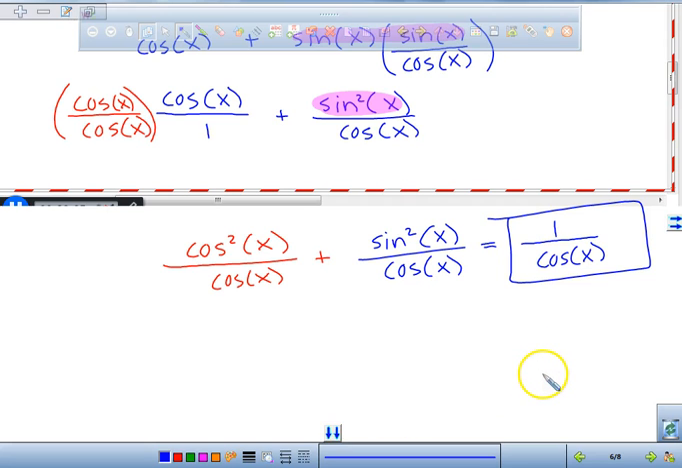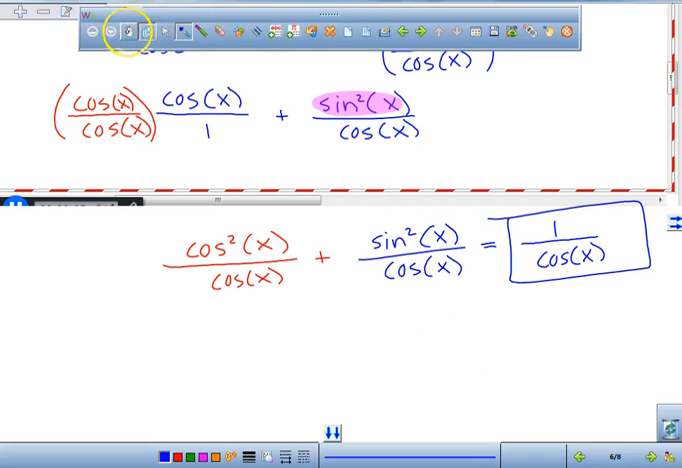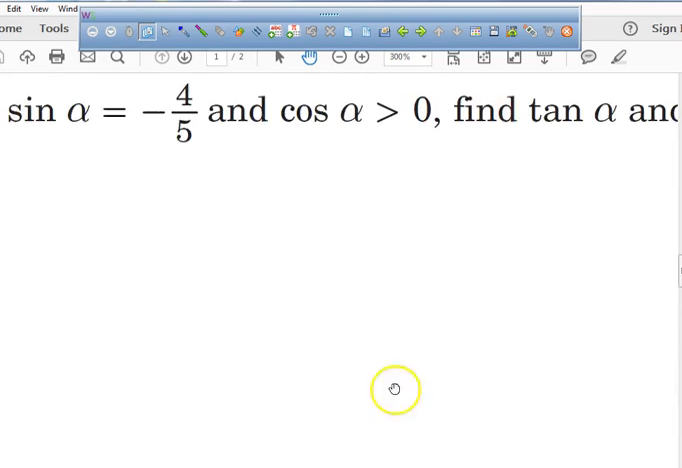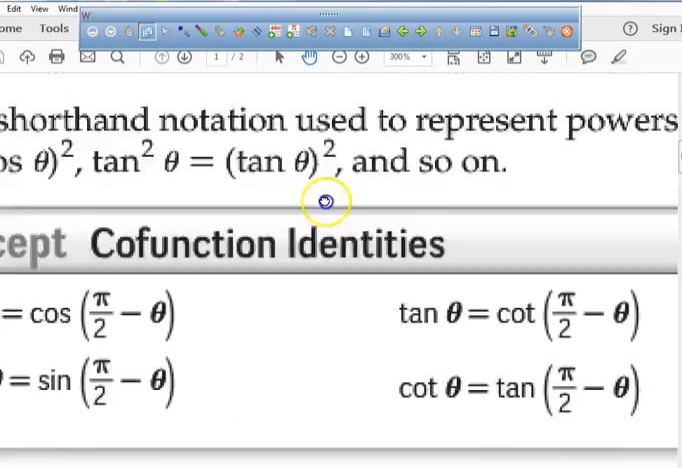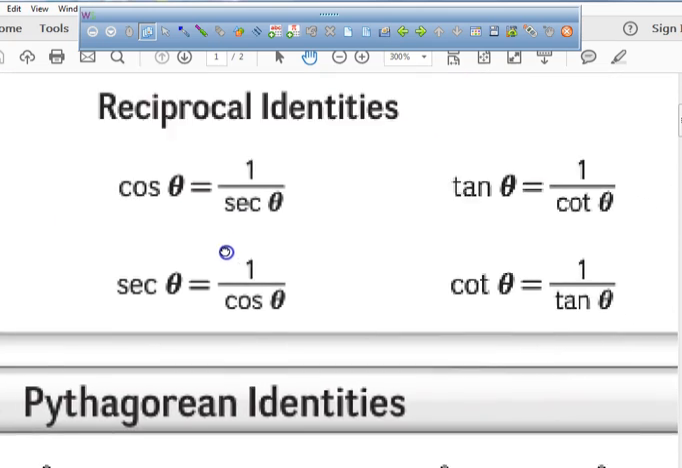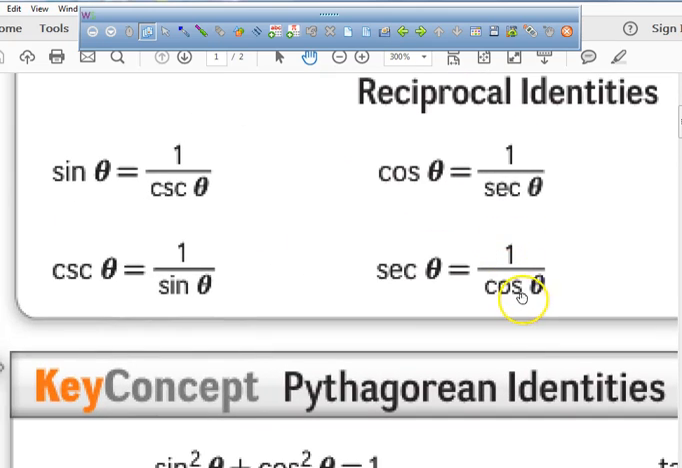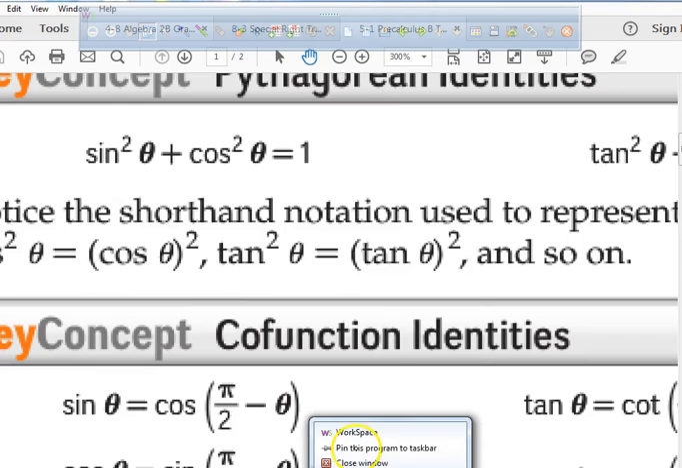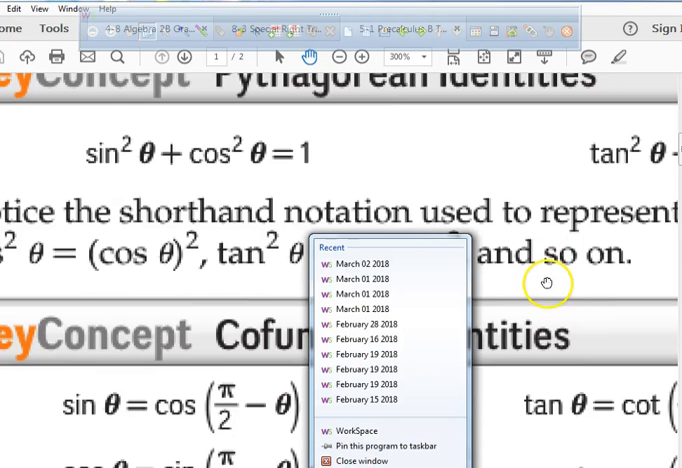But wait, what is equal to 1 over the cosine of x? Let's go to your original chart and see if we can find it. 1 over the cosine. What's it equal to? Secant. That's right there, the secant of theta. So your final answer is secant of x.